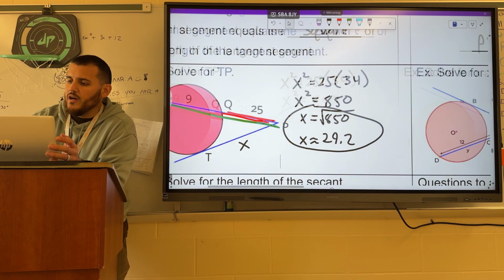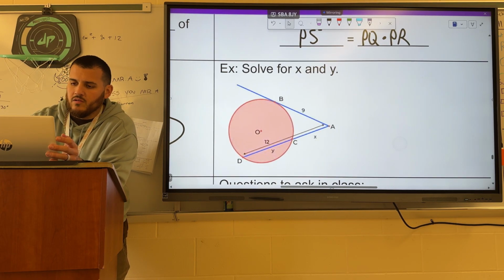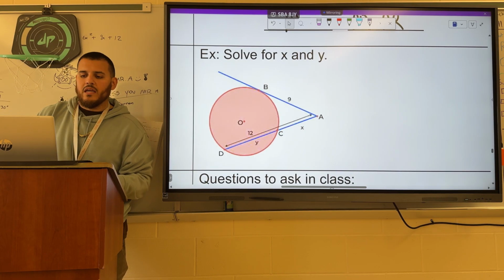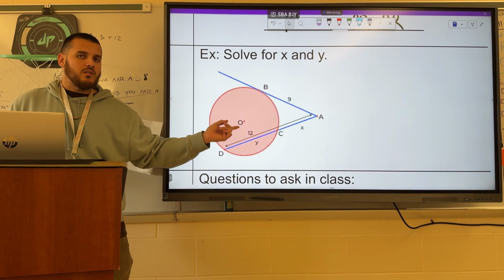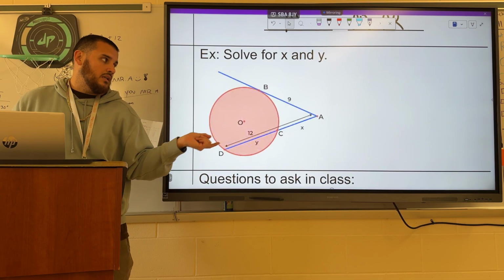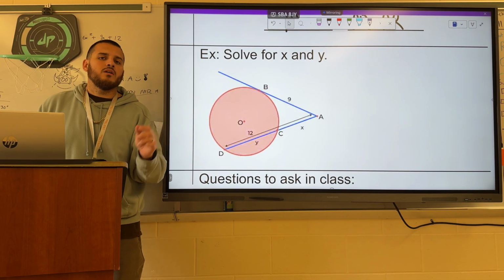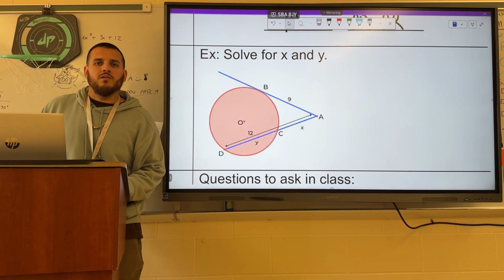Okay, let's see if you're able to accomplish this on your own now. We're going to solve for x and y here. Notice the entire length of AD is 12 units long. That's not just DC, that's AD, 12 units long. Go ahead and pause the video and see if you can solve for x and y here on your own.